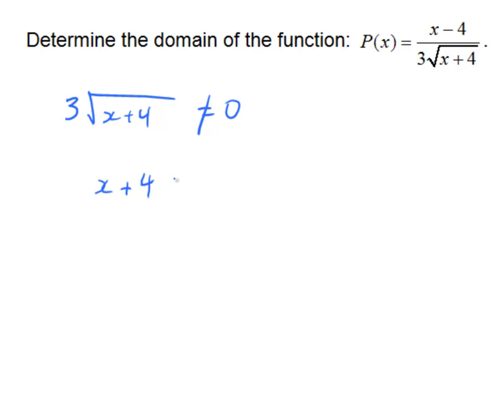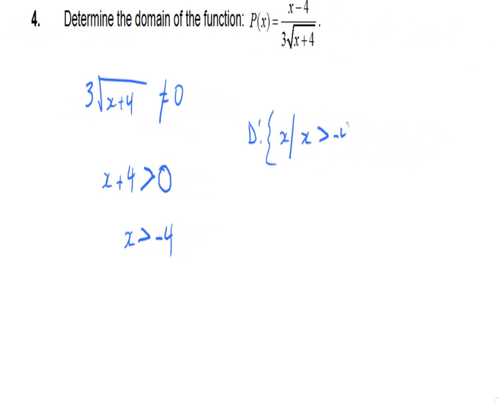So in this example, because the root is on the bottom, we just have to say x plus 4 needs to be greater than 0. It has to be positive because it's under a root, and it can't be 0 because of this first thing we wrote. So if we go ahead then, we find that x must be greater than -4. And if we write that in our notation, we get x such that x is greater than -4, and it's a real number.